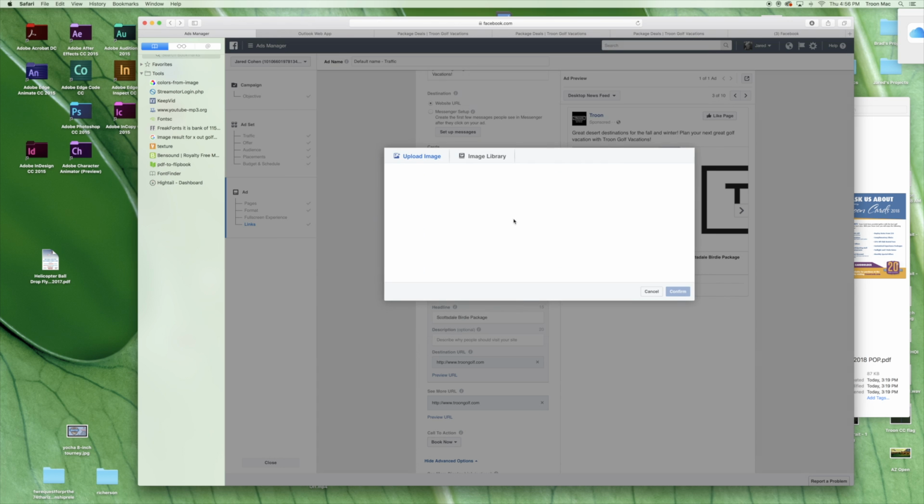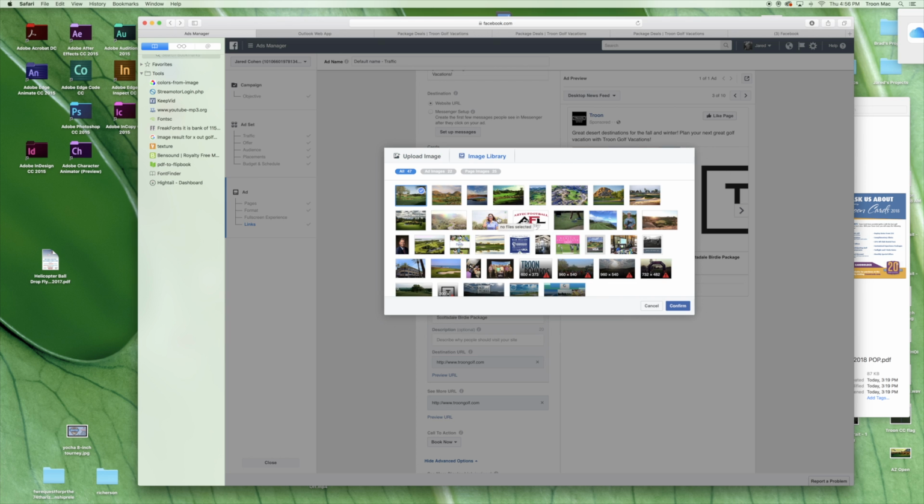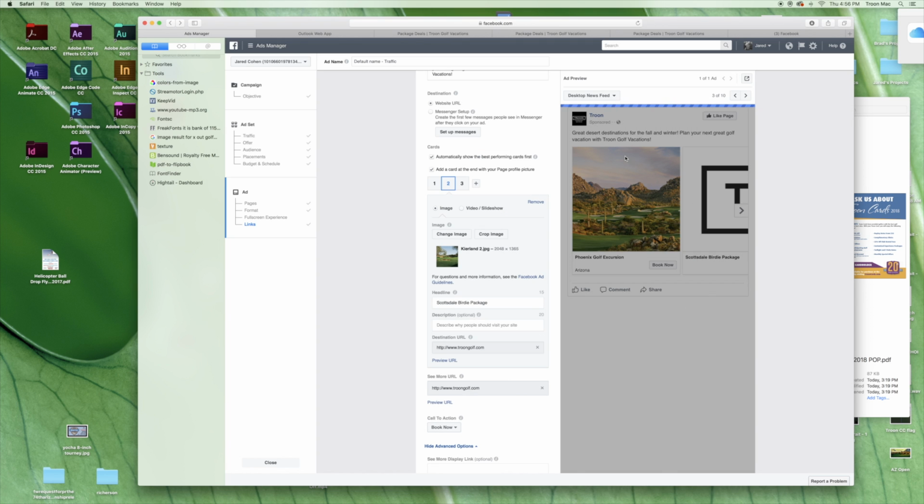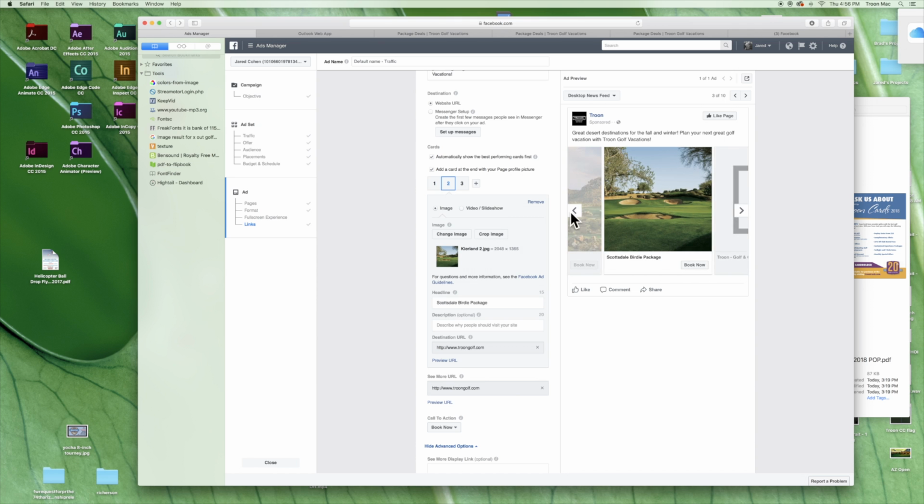Roll with that one. Upload it. It's already checked. Confirm. You'll see here it'll preview for you, and you can use these arrows to scroll back and forth. So there's the picture of Kierland.